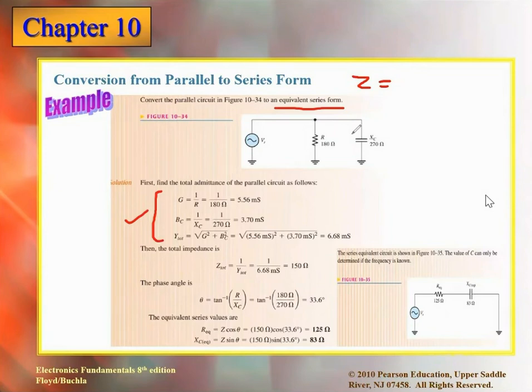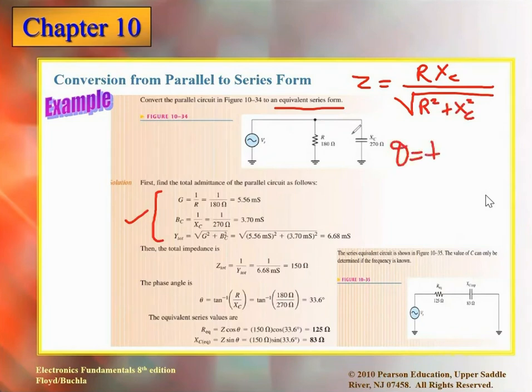R times XC over the square root of R squared plus XC squared. Very good. That's it. It's so easy, right? And theta, what will be the theta? Tan inverse of R over XC. Absolutely right. It is parallel, that's why R over XC.